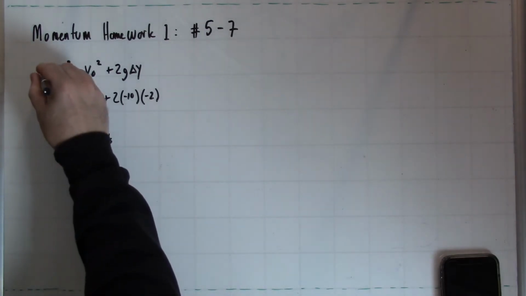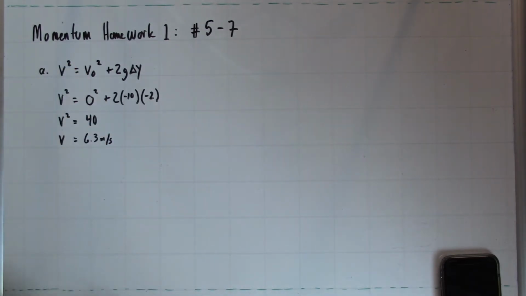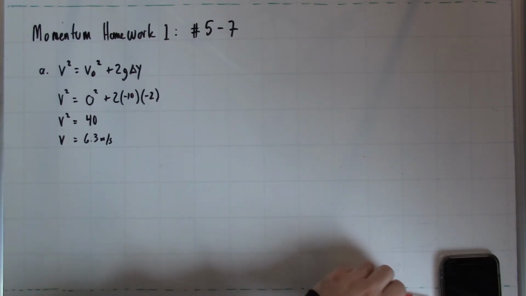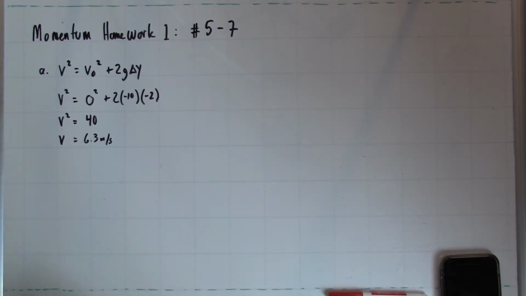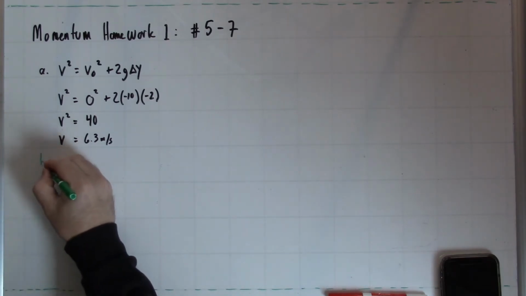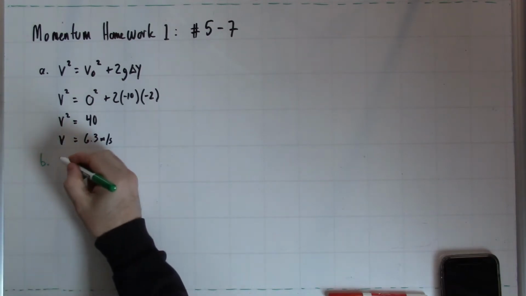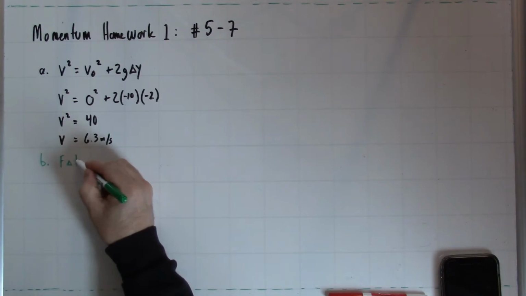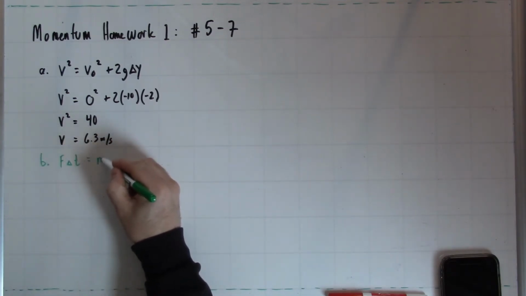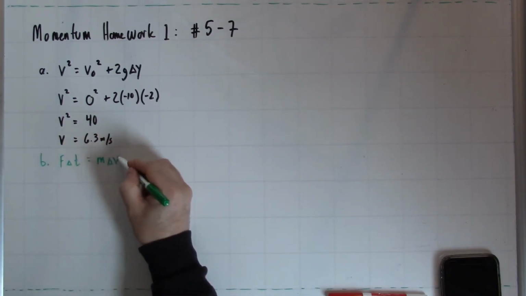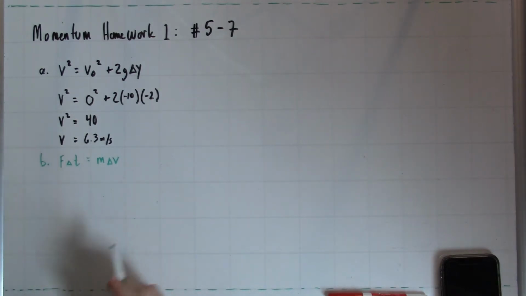This is A. B says, calculate the force on the climber if she is stopped by a stretchy rope in 0.05 seconds. Okay, so this looks to me to be one of these momentum questions. So let's look at B. So calculate the force on the climber. So we know that the force times the time that the force is applied is equal to the mass times the change in the velocity. So do we have all these pieces to our puzzle?